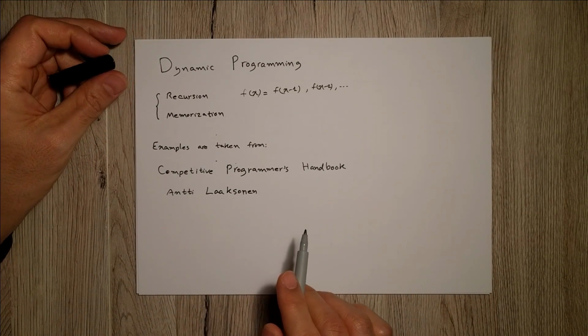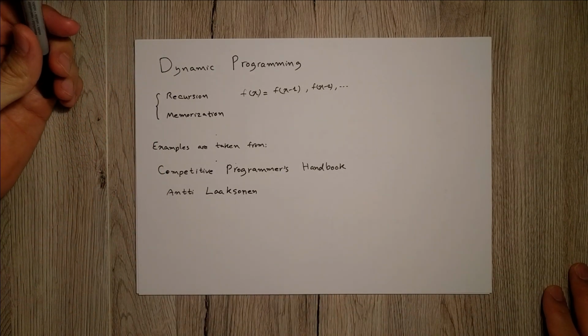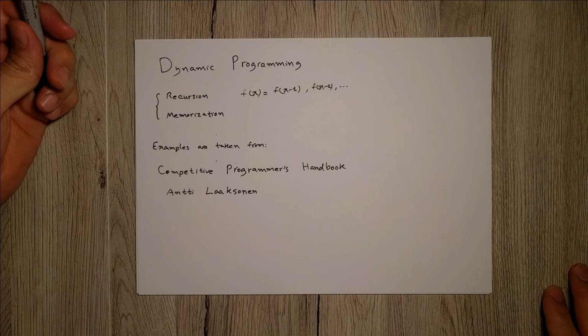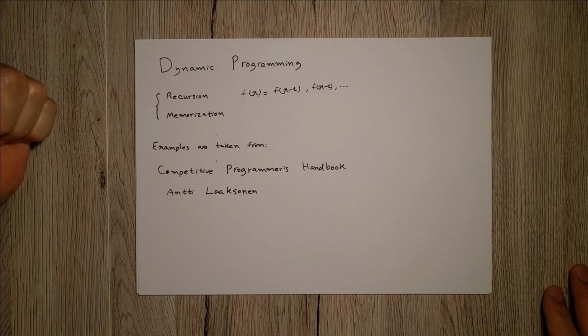The examples that I'm going to solve, I get them from the Competitive Programmer's Handbook by Antti Laaksonen or something like that. It's free, it's available on his website, and I recommend you to read this book.